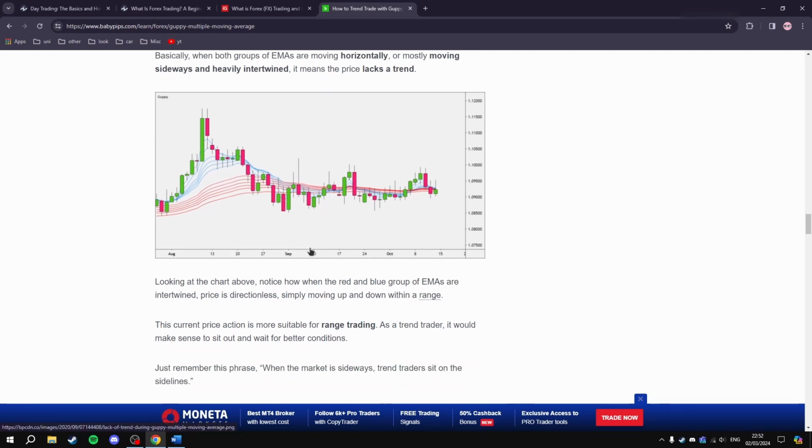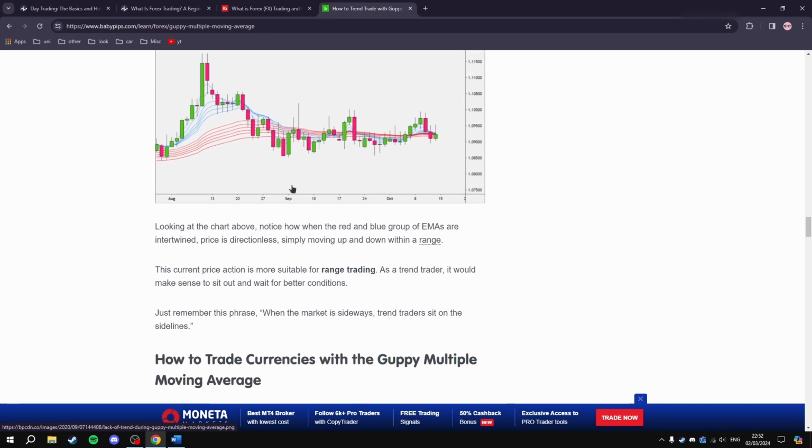Looking at the chart above, notice how when the red and blue group of exponential moving averages are intertwined, price is directionless, simply moving up or down within a range. This current price action is more suitable for range trading. As a trend trader, it would make sense to sit out and wait for better conditions. Just remember this phrase: when the market is sideways, trend traders sit on the sidelines.